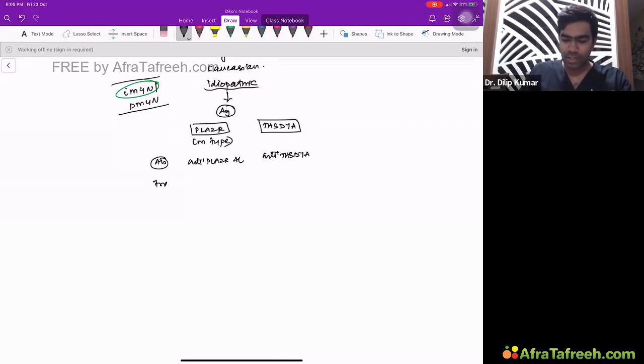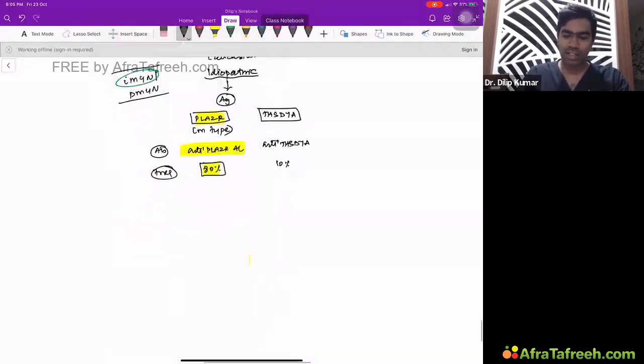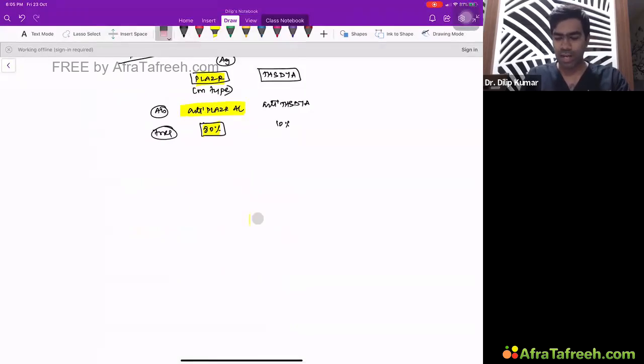As far as the frequency is concerned, THSD7A is seen only in 10%, but 80% of the people with IMGN will have anti-PLA2 receptor antibody, which means this becomes very, very important for exams, very commonly asked. And remember, this is an intrinsic antibody. These are not planted antigens. These are not circulating immune complexes. These are in situ antigens that are present in the glomerulus.